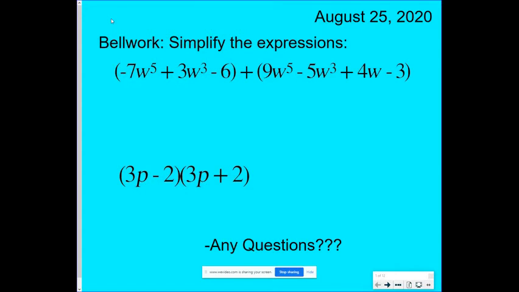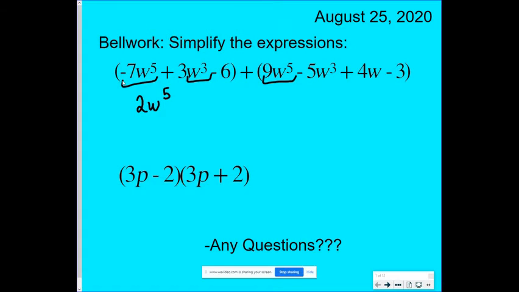Good morning, Group B students. We're going to go ahead and start off today by doing our bell work, simplifying those algebraic expressions, kind of like we talked about last week on Friday and Monday. Simplifying expressions means combining like terms. So I can combine my w to the fifths. Negative 7 plus 9 is 2w to the fifth.